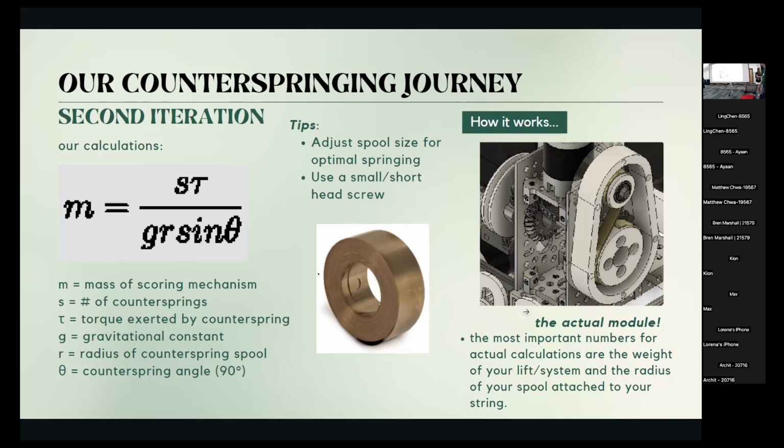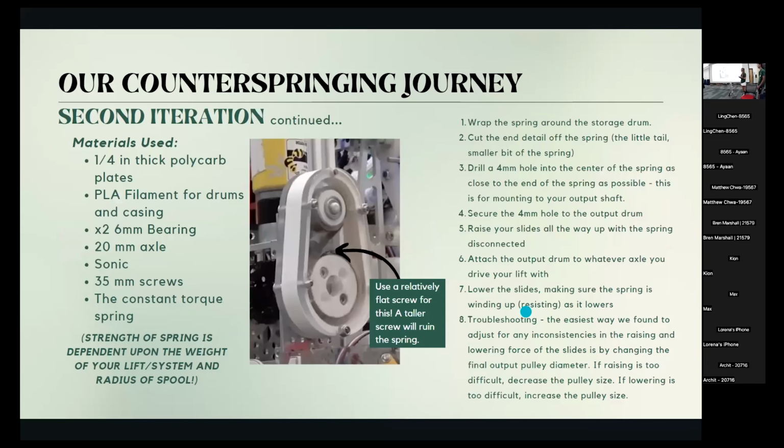Okay, and so here's a model that we have. What the module is actually made of is the two clear plates that you see on the outside, which are quarter-inch poly that we custom machined in-house. And then the two white drums in the middle, the one that holds the spring and is attached to the spring, and then the white casing on the outside, are 3D printed PLA filament, and then other materials, and then obviously the constant torque spring.